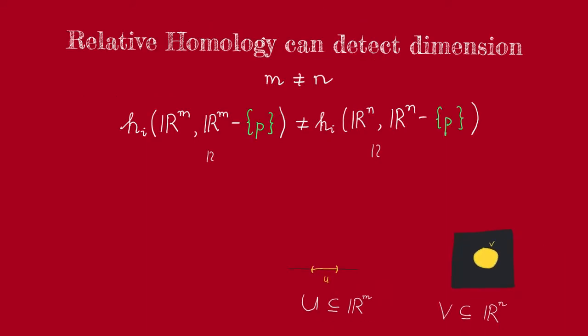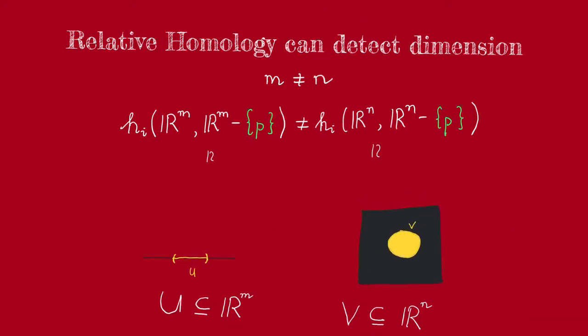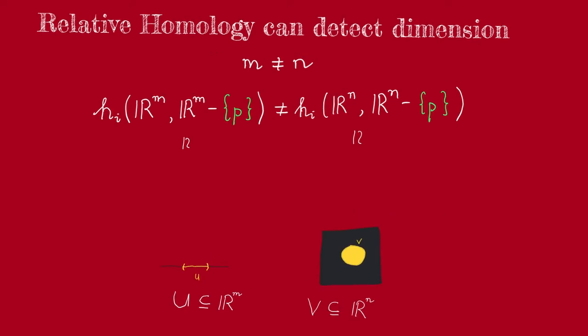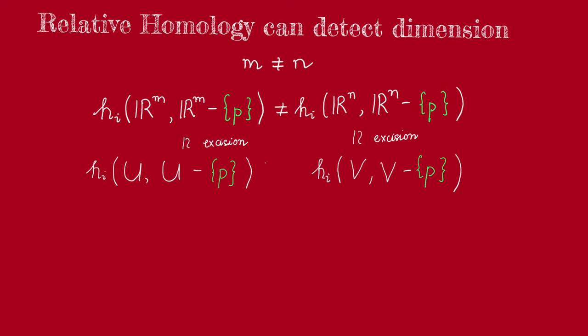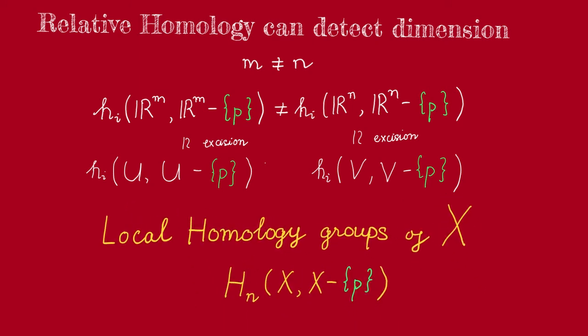Now, by excision, if we have open set U of R^m and open set V of R^n, then these homology groups are going to be isomorphic to these homology groups. Thus, these relative homology groups do not change when we shrink R^n to smaller and smaller neighborhoods of P. Therefore, these groups capture the local topology at P. So we give a name to them. For a topological space X, we call these relative homology groups the local homology groups of X at P.